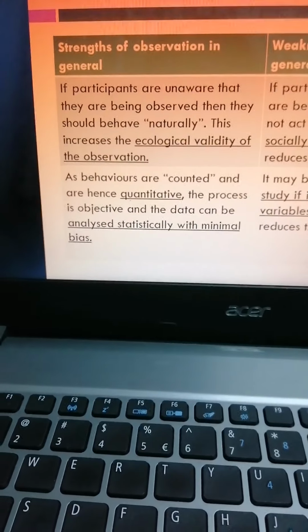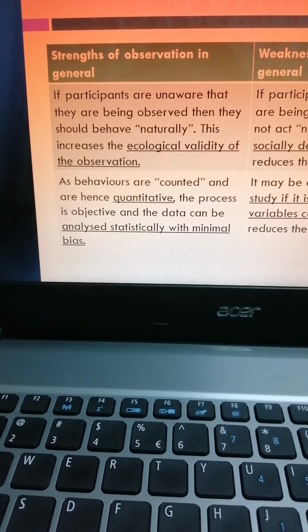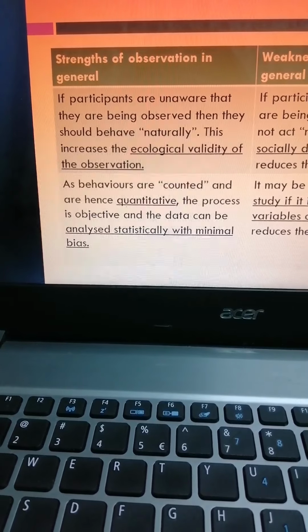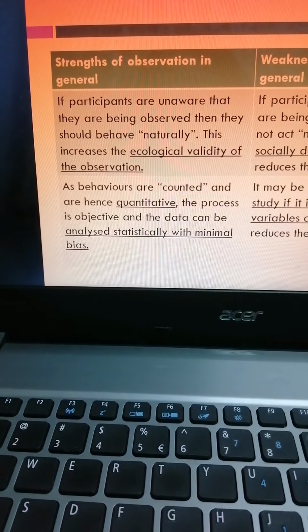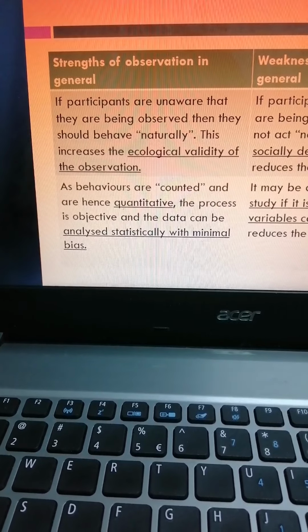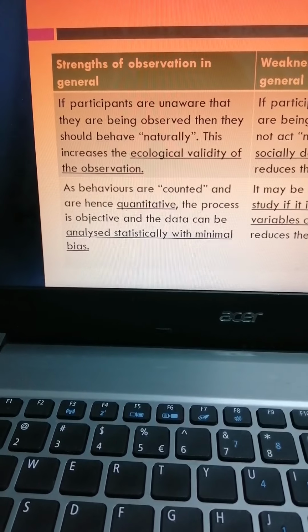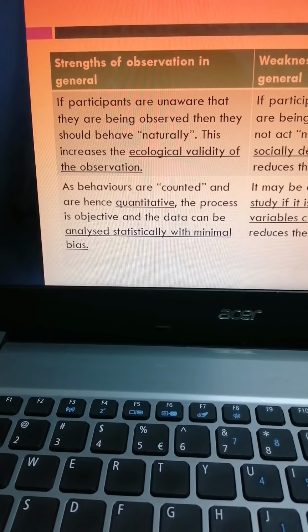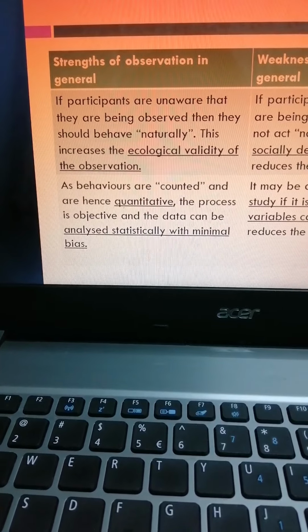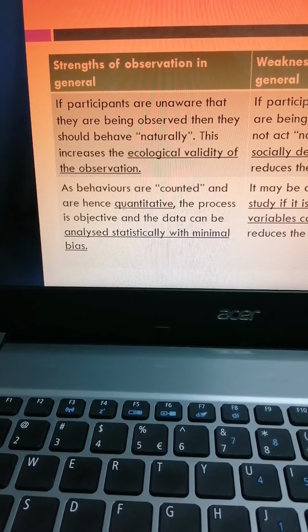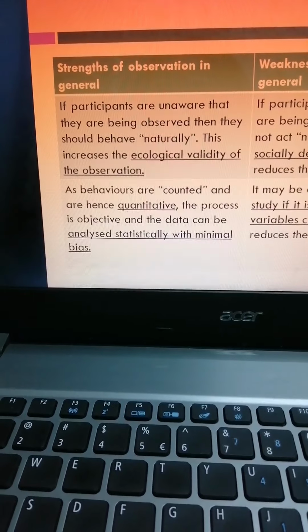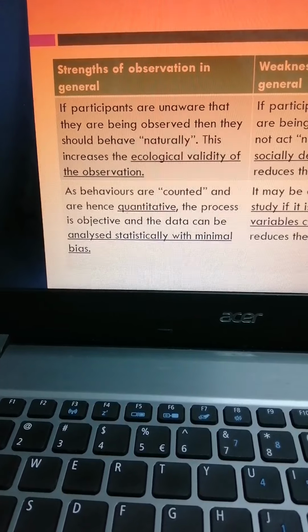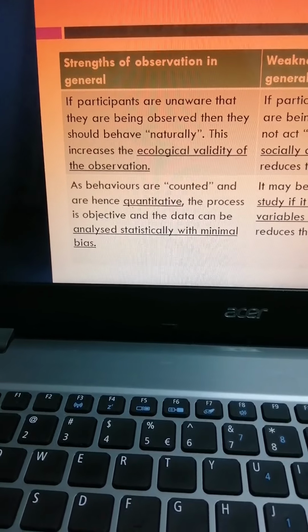Let's look into the first strength. If participants are unaware that they are in a study, they should behave naturally, so they will not be influenced by any demand characteristics, meaning they will show their actual behavior and not act differently. This will also increase the ecological validity of the observation as it represents the actual behavior of the participants. It can be either animals or human beings.